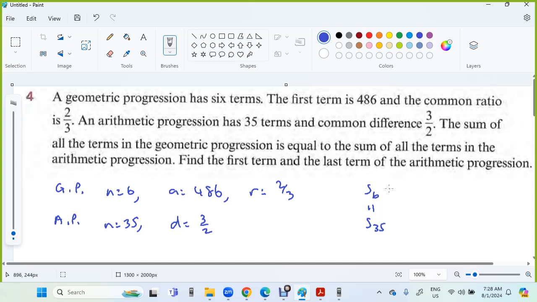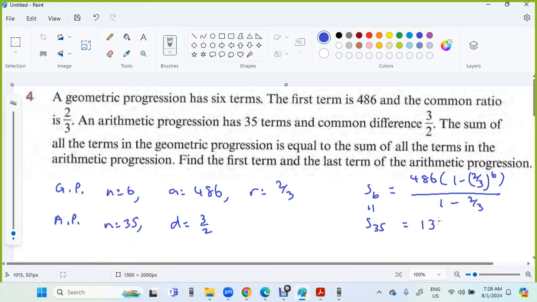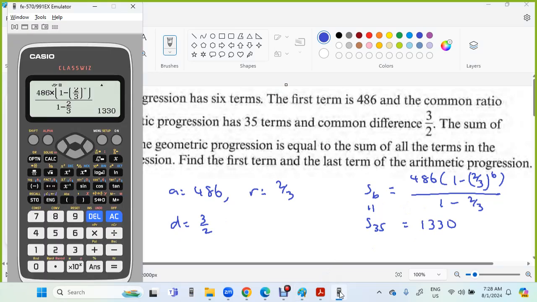So the S6 here is 486 times (1 minus (2 over 3) to the power of 6) divided by (1 minus 2 over 3). Then this is 1330. Okay.